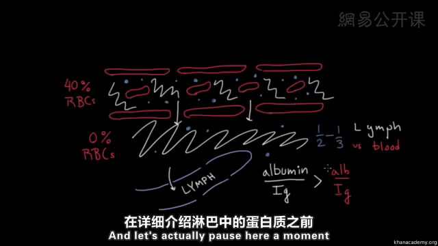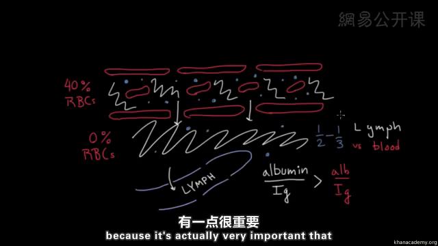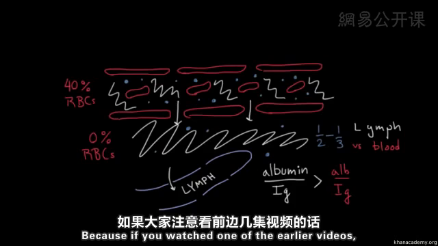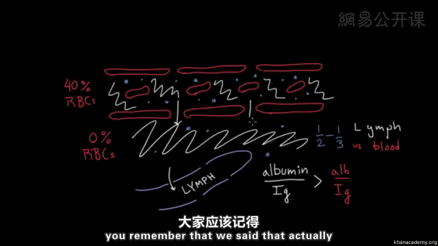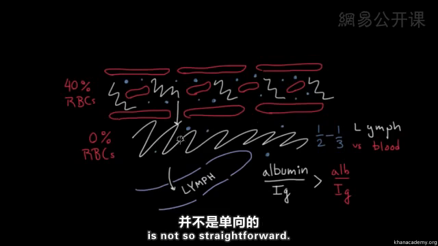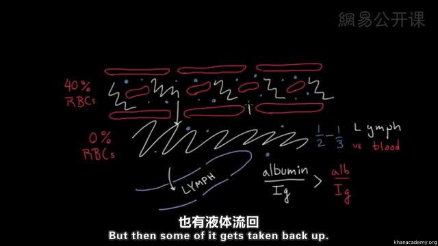And let's actually pause here a moment before we move on from talking about protein in the lymph, because it's actually very important that there's less protein in the lymph than there is in blood. Because if you watched one of the earlier videos, you remember that the way fluid gets squeezed out of the capillaries is not so straightforward, because first some of it gets squeezed out, but then some of it gets taken back up.